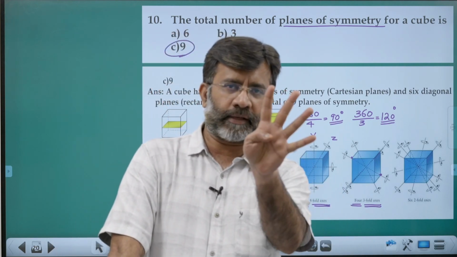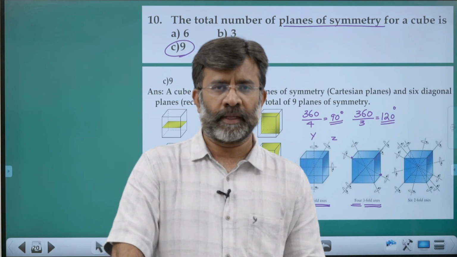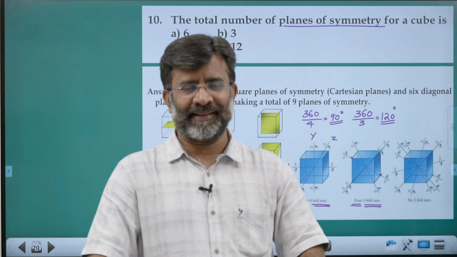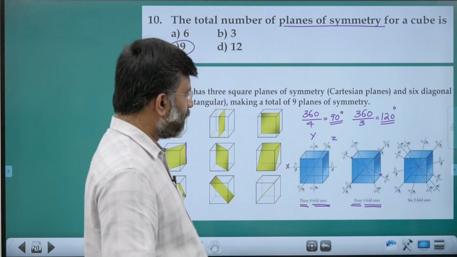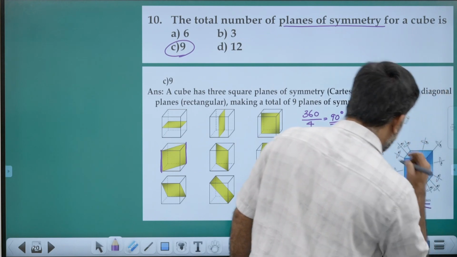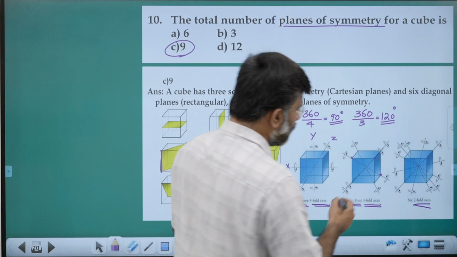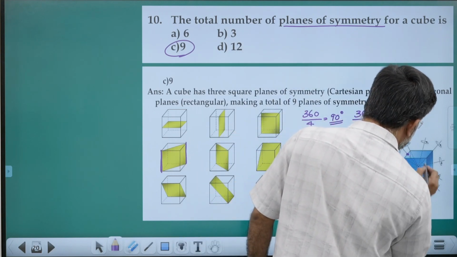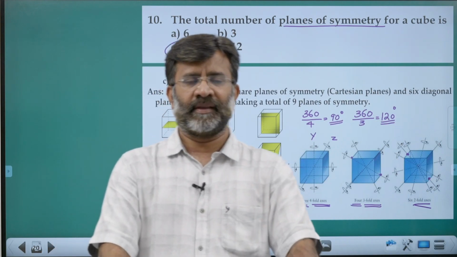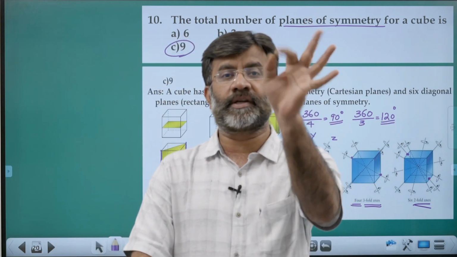So fourfold axis of symmetry, there are 3 axes of symmetry. Threefold axis of symmetry, there are 4 axes of symmetry. And finally, there are twofold axes of symmetry. What is a twofold axis of symmetry? This is a twofold axis of symmetry, which is passing through the edge centers, through the 2 opposite edge centers.